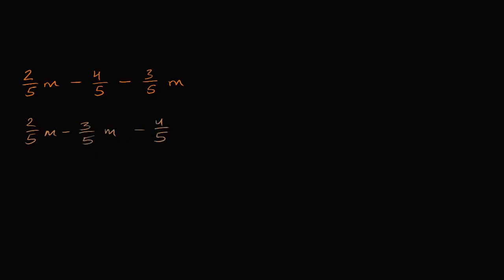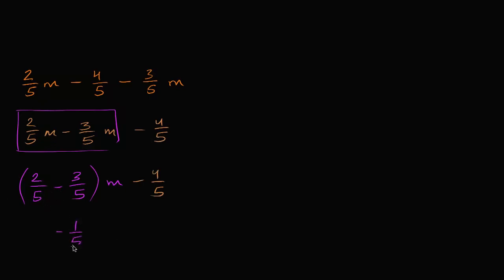All I did is I changed the order, and we can see that I have these two m terms. I can add those two together. So this is going to be 2/5 minus 3/5 times m, and then I have the minus 4/5 still on the right hand side. Now what's 2/5 minus 3/5? Well, that's going to be negative 1/5. So I have negative 1/5 m minus 4/5. And once again, I'm done. I can't simplify it anymore. I can't add this term that involves m somehow to this negative 4/5. So we are done here.